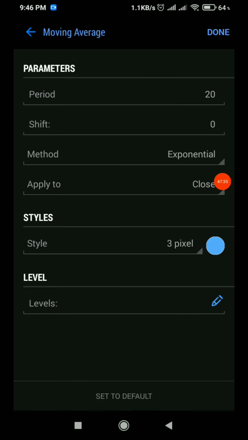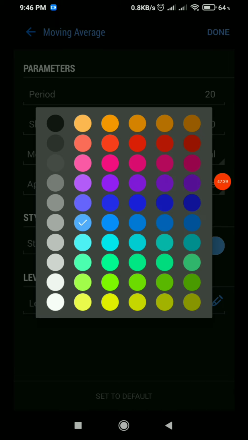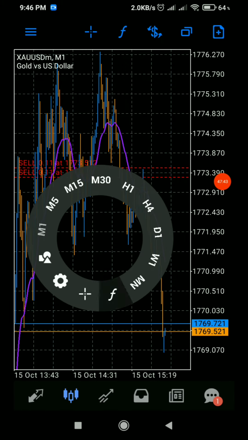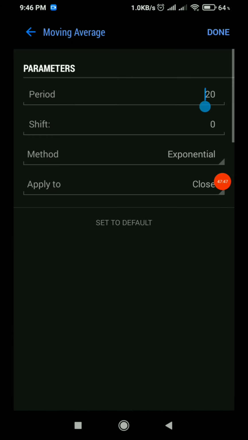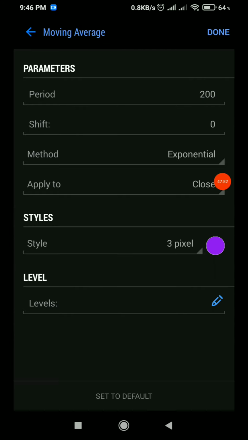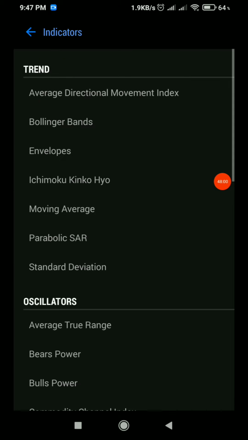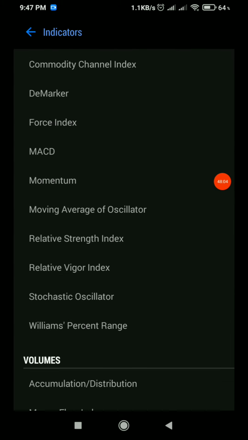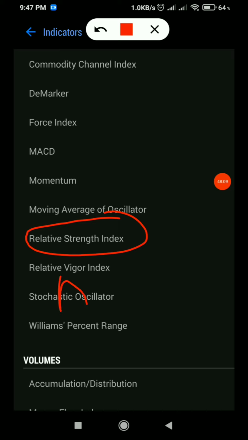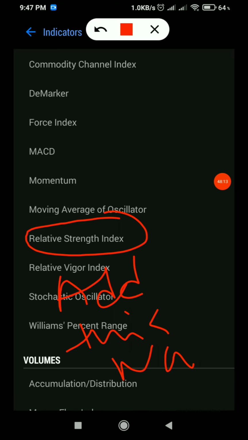Here's the indicators chart. I'm taking 20 exponential moving average, that is violet color, and now I'm taking 200 exponential moving average, that is blue color. Okay, the main chart is complete, and now I'm going to add the RSI, that is relative strength index.